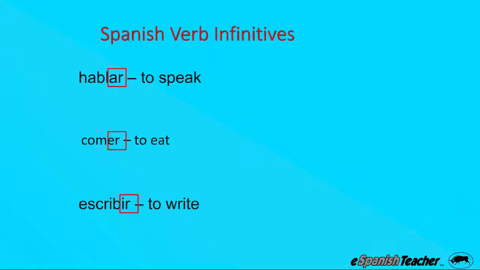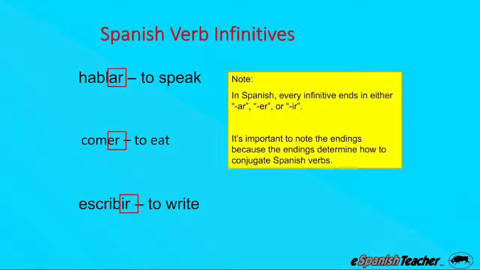I want to take a minute to explain that every verb infinitive will end in AR, ER, or IR. And that's the first important thing you need to know about infinitives. So every Spanish verb infinitive ends in AR, ER, or IR. The second thing you need to know about these is that ending determines how you will conjugate the verb in Spanish. So when you're ready to conjugate, look to that ending, and that will direct you. I'll explain this in greater detail in just a moment. But you just need to know those two important things at this point.